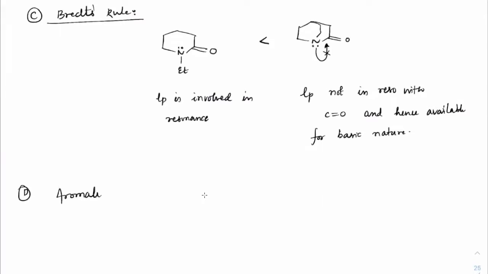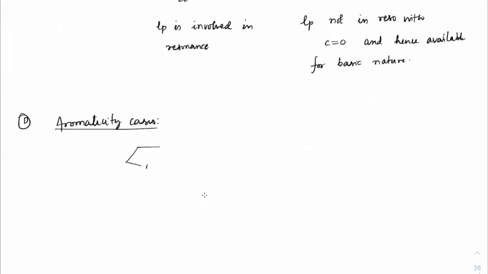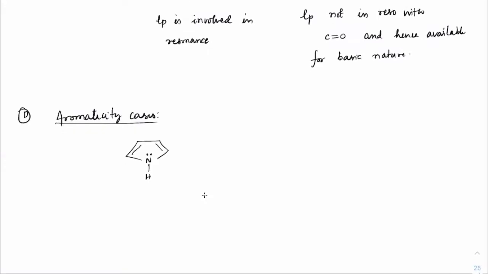Next, let us see aromaticity cases. Suppose we take a lone pair which is a part of the aromatic ring, which means this lone pair is involved in aromaticity. It is not just supporting like aniline. It is a part of that aromatic ring itself. Now, if you compare that with pyridine and aniline, NH2 here, let me say these as A, B, C.